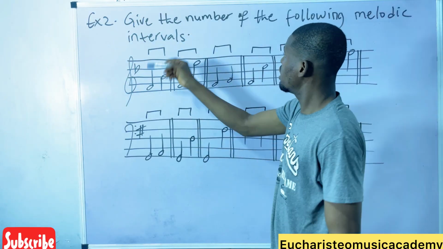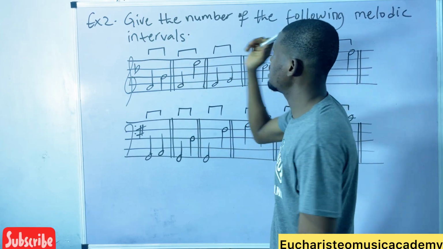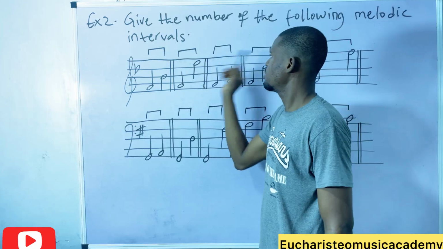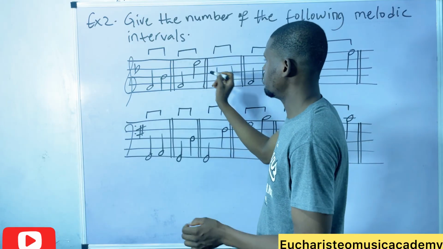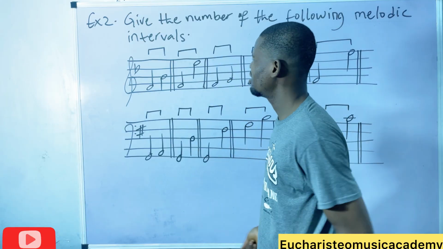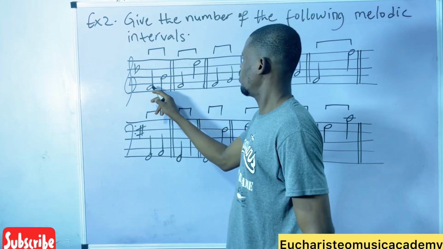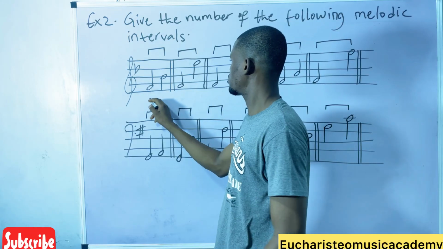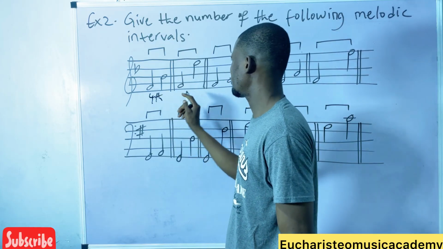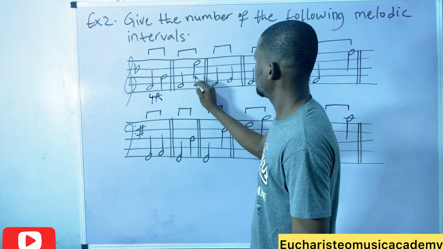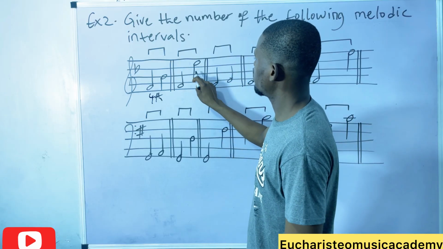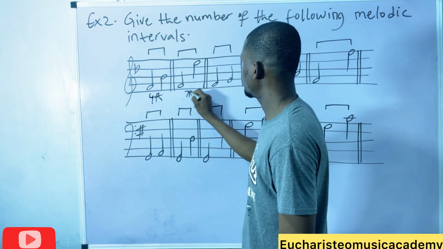Exercise 2. Give the number of the following melodic intervals. Melody, not harmony. Very simple. Just give the number. Just count. That's all. 1, 2, 3, 4. This is a fourth. Let's start. Let's be fast. What is that? 1, 3, 5, 7. It's a seventh.